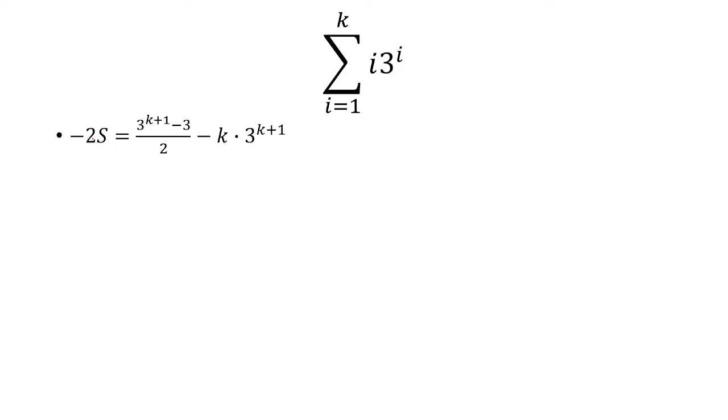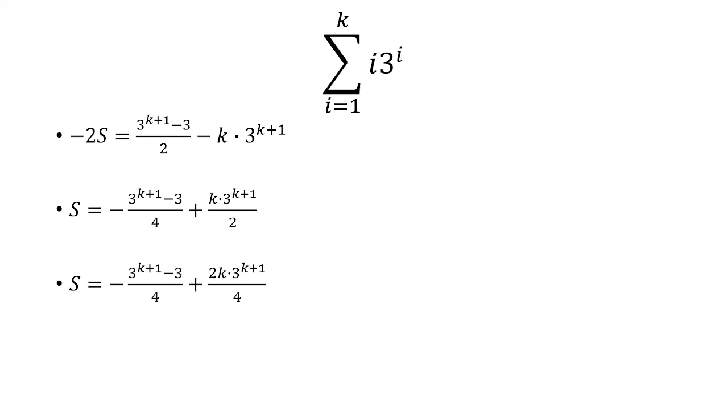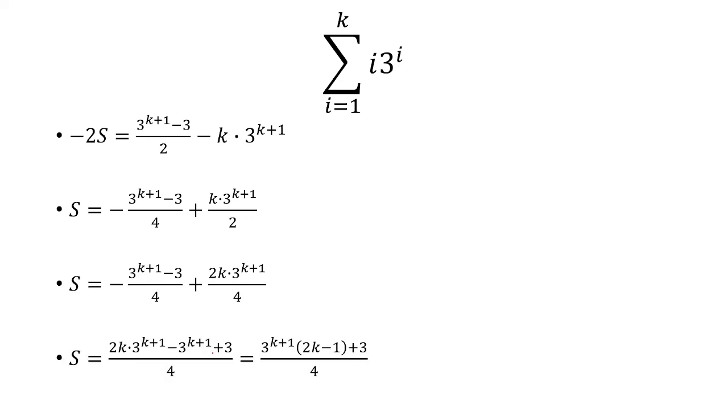Now we need to solve for S, so we can divide both sides by negative 2. And this now becomes a positive, so positive k times 3 to the k plus 1 over 2. But then the first term is negative. I can bring these two fractions under 1. So we get a common denominator by multiplying the second fraction by 2 over 2. Bring it together, factor out a 3 to the k plus 1. So we have 3 to the k plus 1 times a quantity 2k minus 1, and then plus 3 all over 4. And that is the sum.